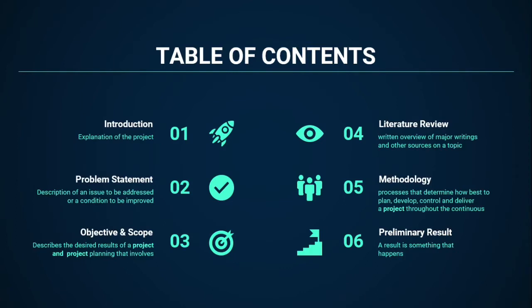This is the table of contents of my presentation. I have listed the presentation sequentially from number 1 until 6. This presentation covers the introduction, where I will explain what the IC tester is. Number 2, problem statement, where I will describe the issue that has been experienced. Number 3, objective and scope, where I will explain the desired result and the project planning.